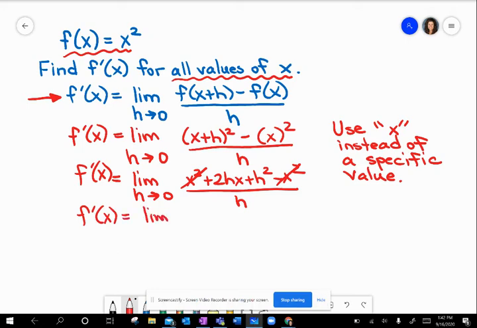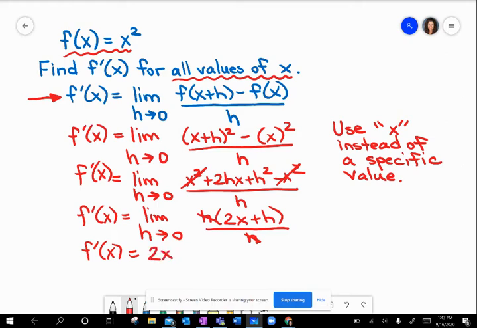The limit as h goes to 0. And I notice that there's an h in common here. So I'm going to factor that out of the numerator. So I get h times 2x plus h, all over h. So then the h's reduce out, which is great because otherwise I would have indeterminate form. And now I'm going to go ahead and plug in the number 0 so I can stop writing the limit notation. So when I substitute 0 for h, I end up with 2x.